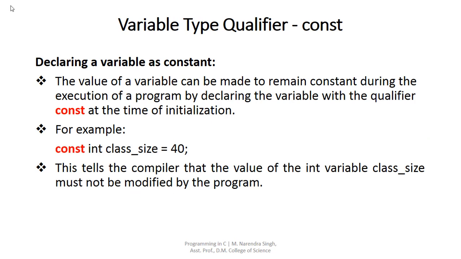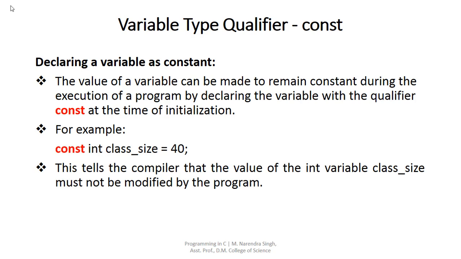Now let's see the use of the variable type qualifier const keyword. The value of a variable can be made to remain constant during the execution of a program by declaring the variable with the qualifier const at the time of initialization. For example, const int class_size = 40; declares the variable class_size to be of integer data type, and at the same time it is assigned the value 40, and this value cannot be changed by the program during its execution.